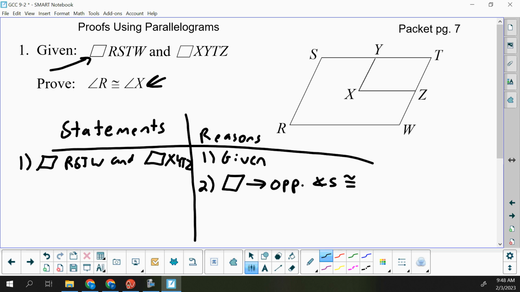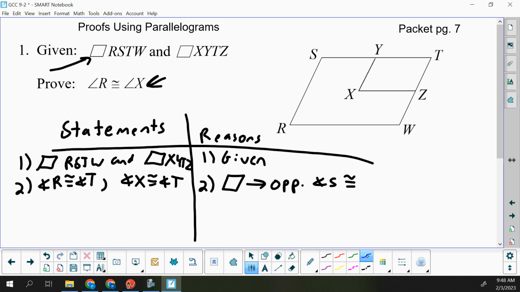Now we're going to want to involve R. R is in the big parallelogram. R is opposite angle T. So in our statement, let's do angle R congruent to angle T, comma. X is in that smaller parallelogram, XYTZ. So let's use X being congruent to its opposite angle, which is angle T. So we'll do angle X congruent to angle T. And we can put them all in the same step because the reason they're true is the same reason. Parallelogram implies opposite angles congruent.